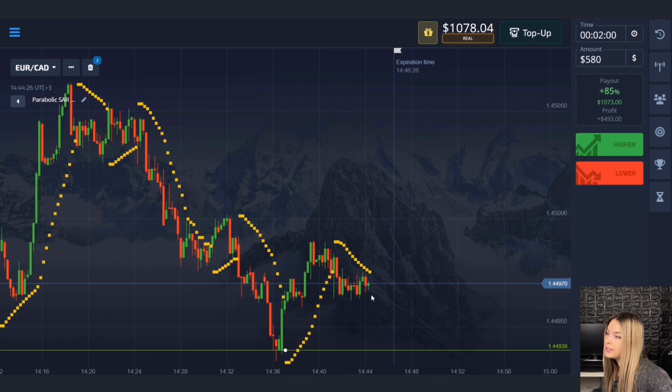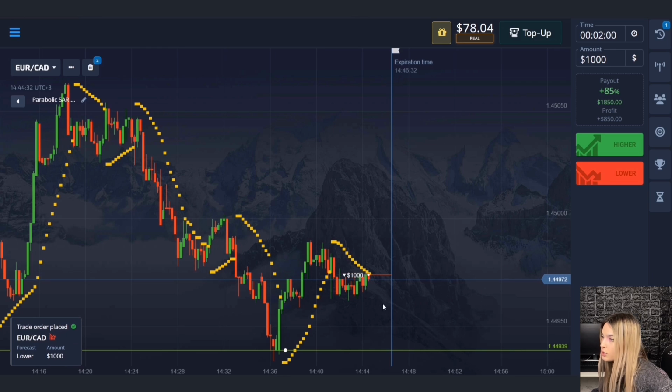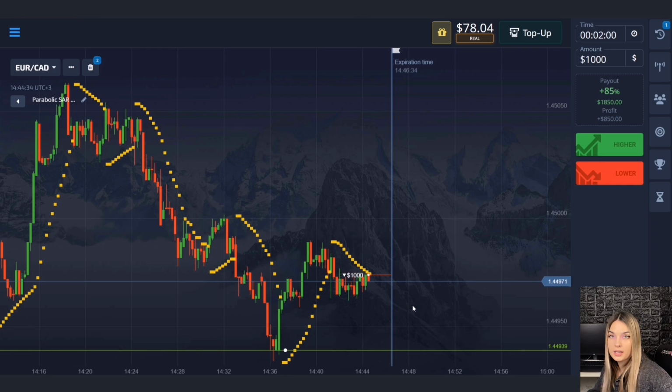We can try to open the next deal right here. I think that after the pro trading, after the accumulation of forces, the price will still continue to move down. And 2 minutes in this situation will be quite enough for us. So guys, let's wait for the result.